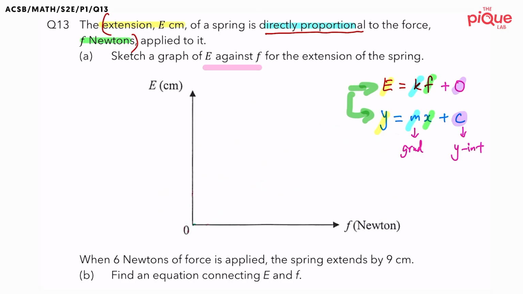For the graph of E equals kF, it models after a straight line that passes through the origin. Hence, for questions that require us to sketch a graph for two variables in direct proportion, we simply have to remember we need to draw a straight line that passes through the origin. With that, let's move on to part B of this question.